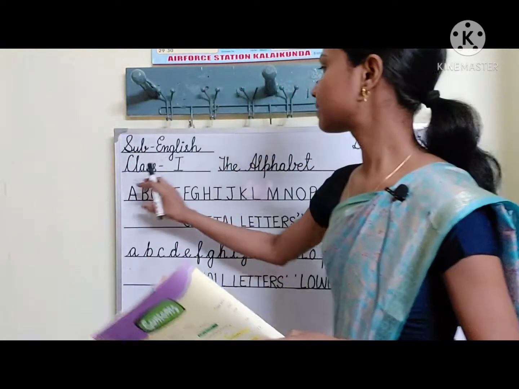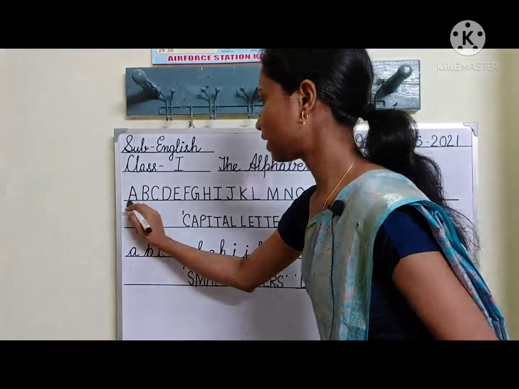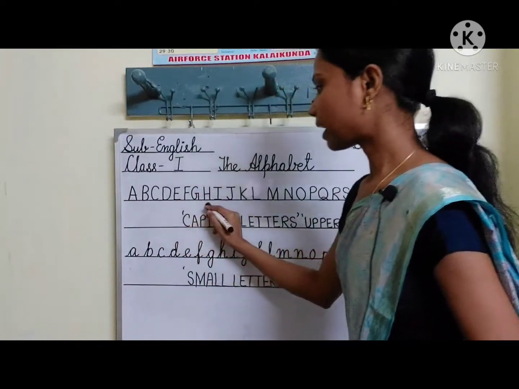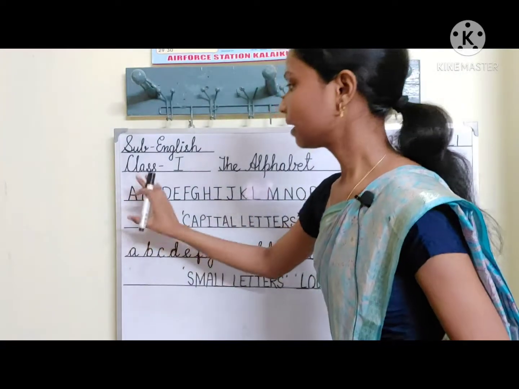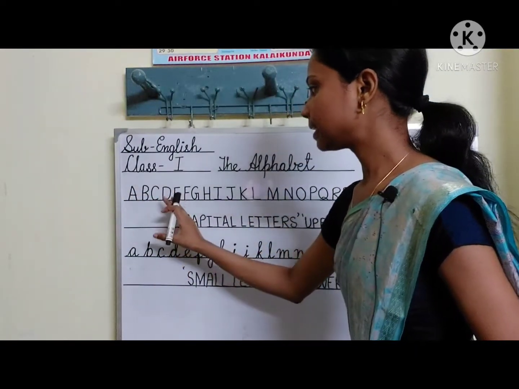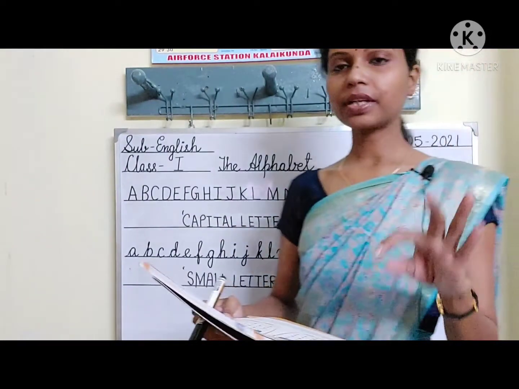So these letters are fixed. We cannot move the letters. We cannot write after A, D and after D, H. No. These letters are fixed. We have to write A, then B, C, D, E, F and so on. Okay, now let's read the next line.